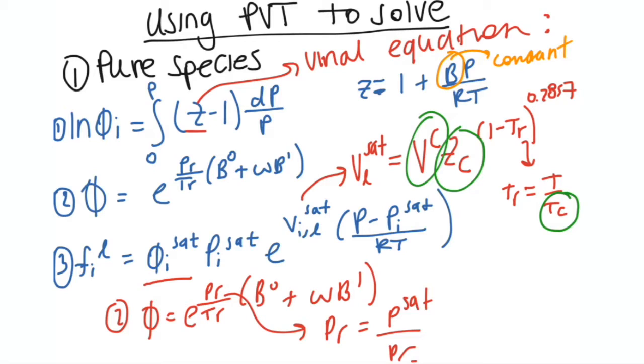So yeah, not too difficult. Then P, PSAT, and RT. Okay? So these are the equations that are going to come in handy when you need to find fugacity of a pure species. These are the equations you're using, okay? And when you have to use PVT to solve.